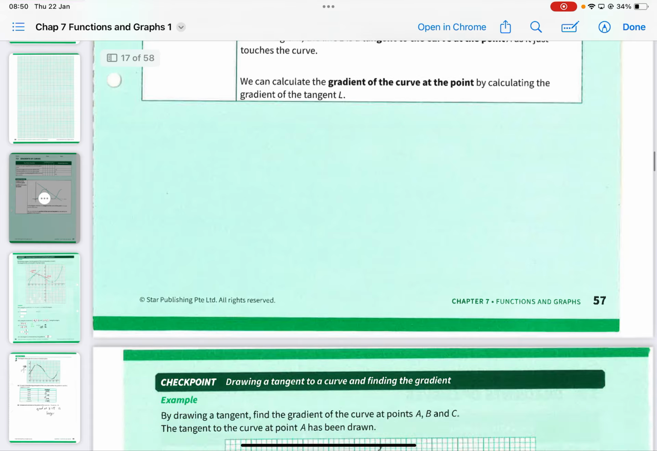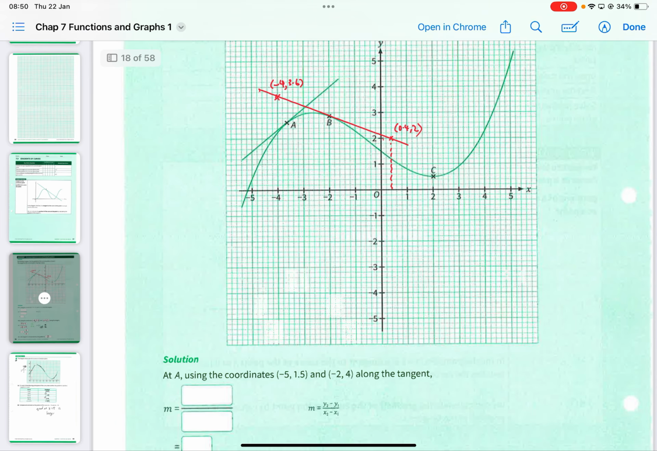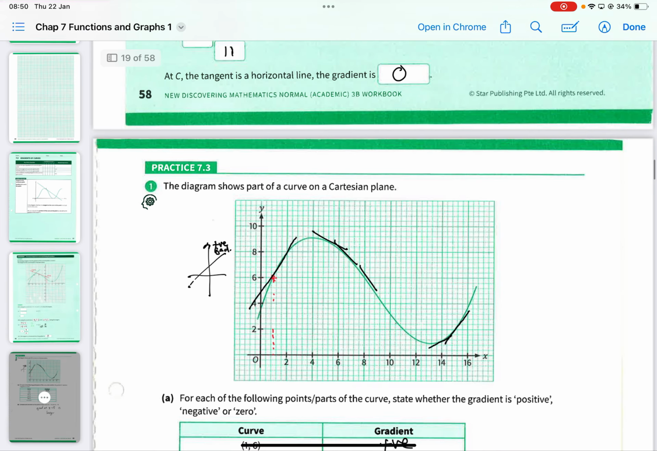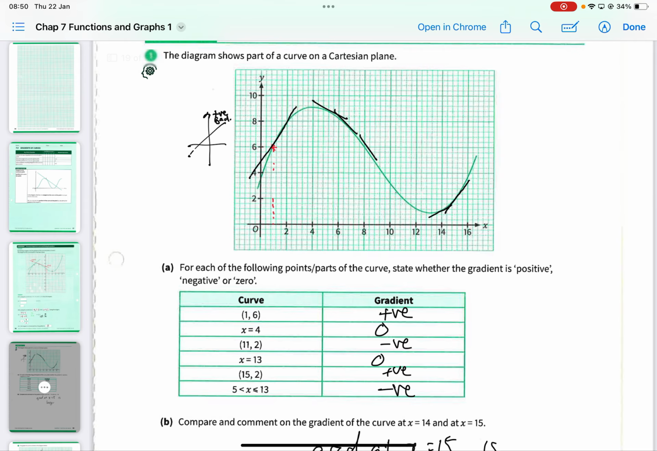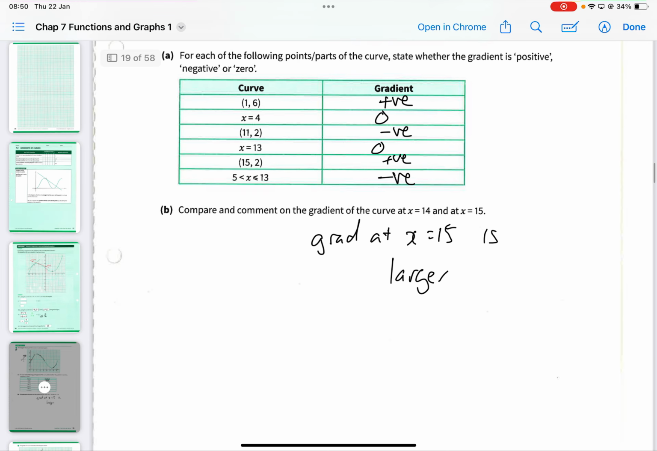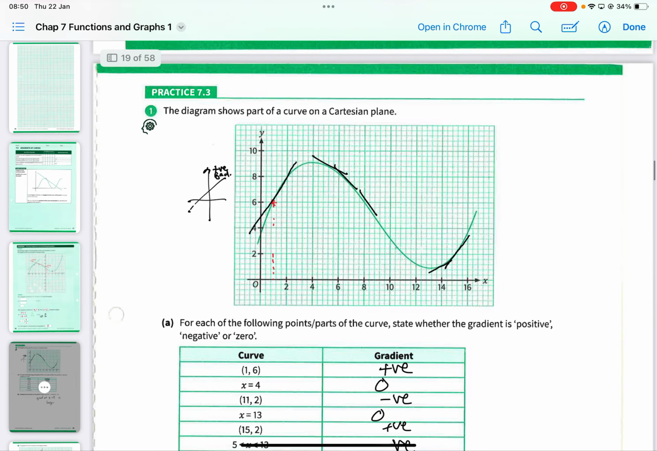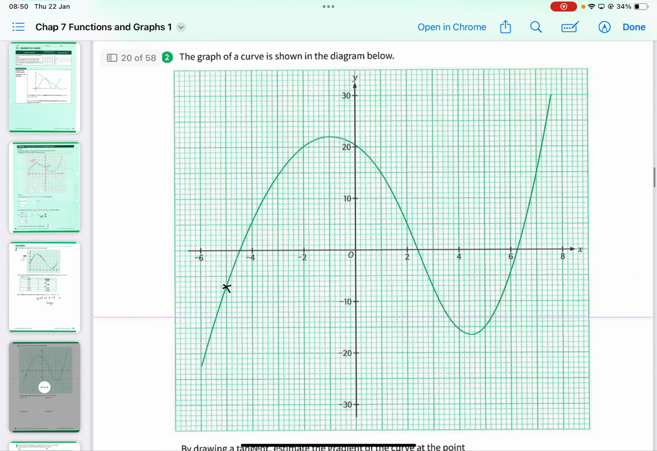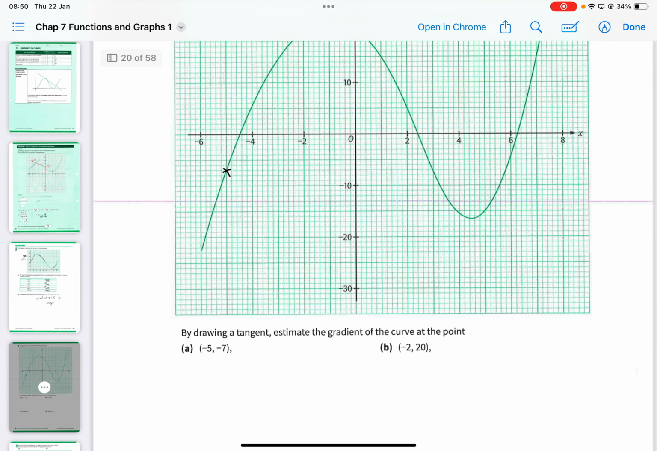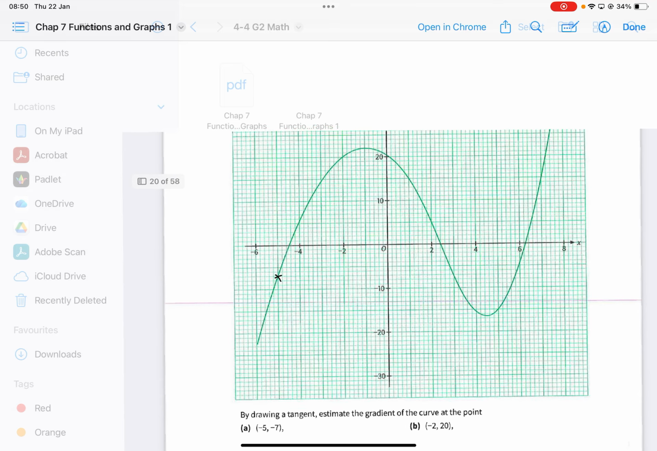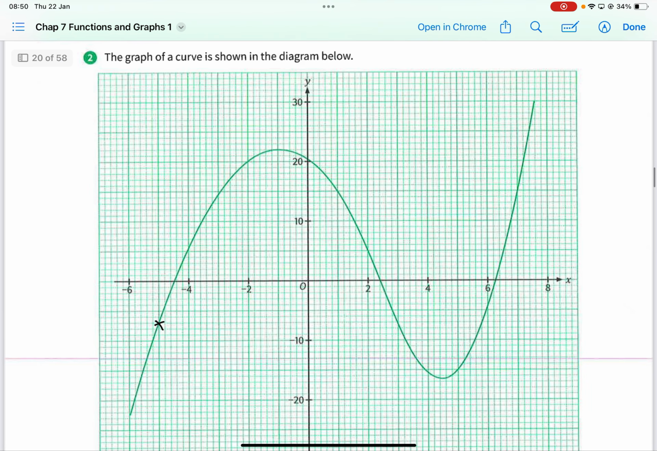Okay, then after that, we did some questions. The gradient keeps changing. Where is it positive? Where is it negative? Where is it zero? You were also able to tell that the gradient at 15 is bigger or steeper than the gradient at 14. So if you understand this, then no problem already. Then I asked you to try this question. Question 2, did you try or not? Practice drawing gradient. Yes, very good.